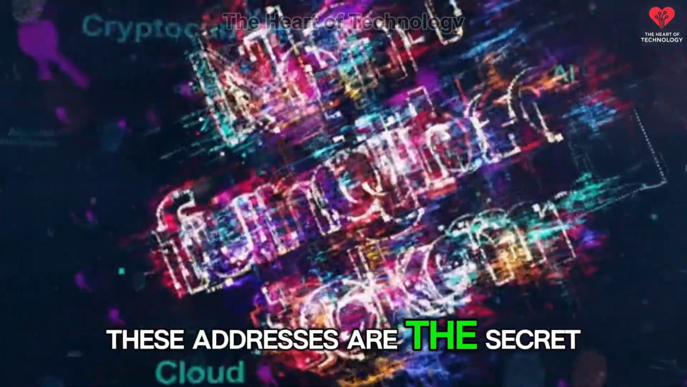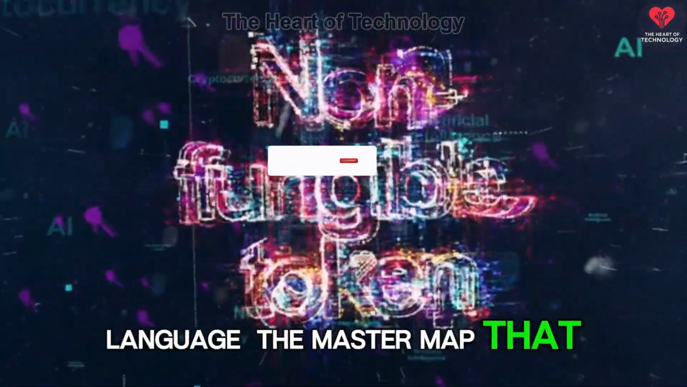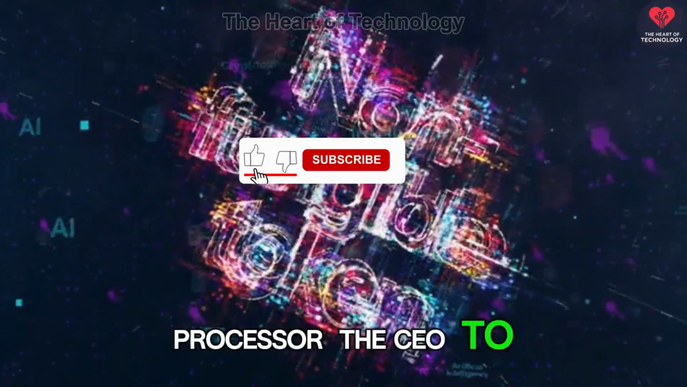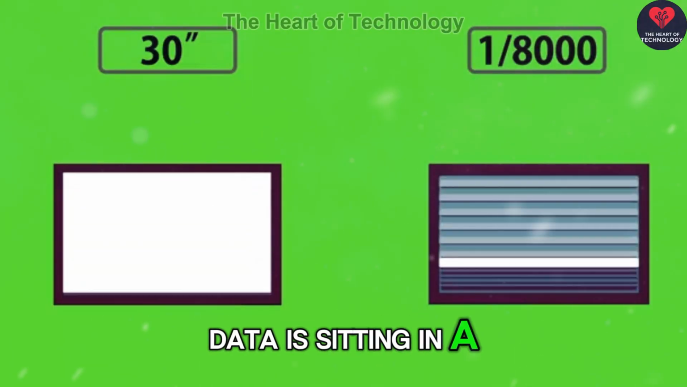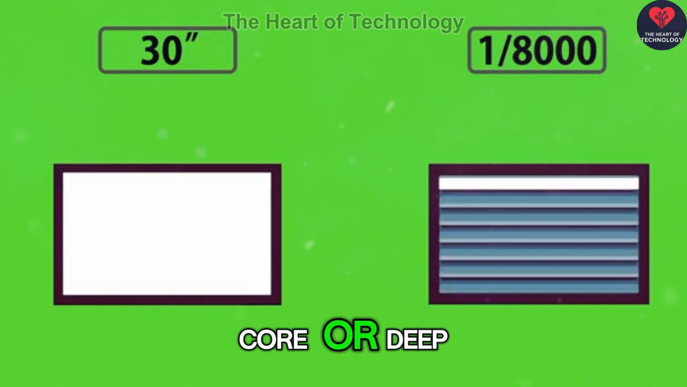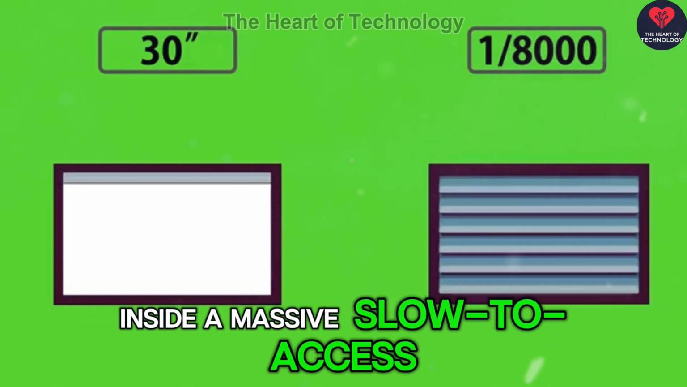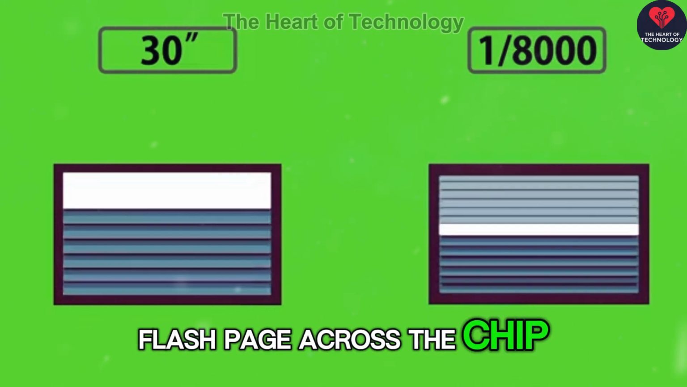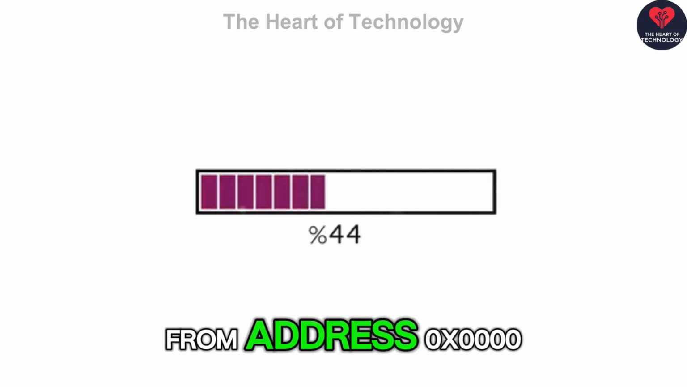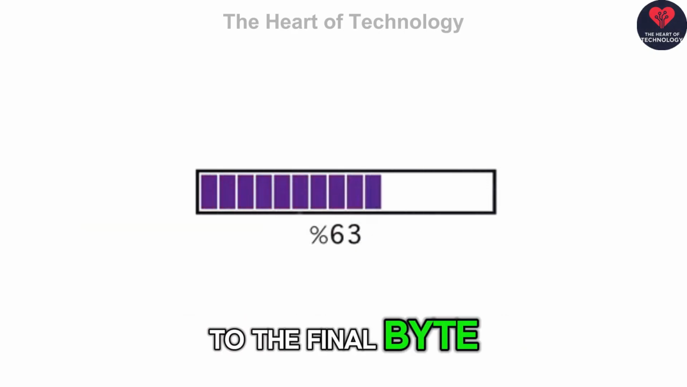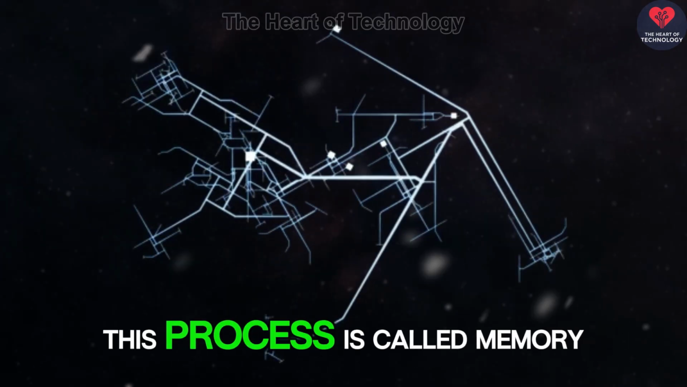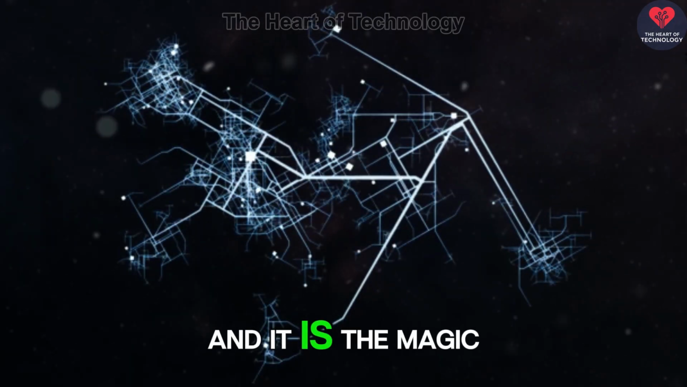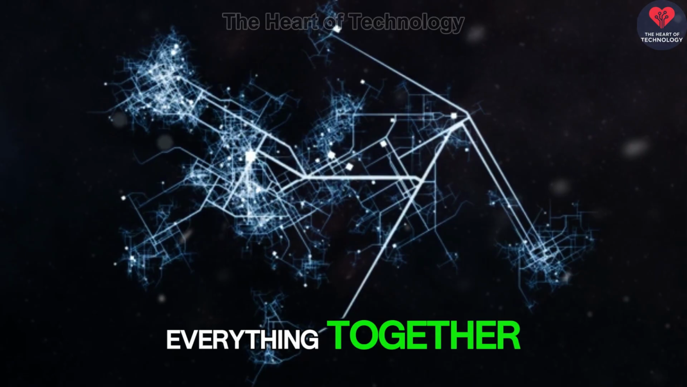These addresses are the secret language, the master map, that allows the processor, the CEO, to locate and access data efficiently. Whether that data is sitting in a speedy register right next to its core or deep inside a massive, slow-to-access flash page across the chip. Every location from address 0x000 to the final byte is part of a single continuous numerical sequence. This process is called memory mapping, and it is the magic that ties everything together.